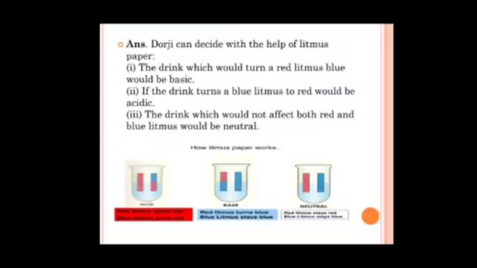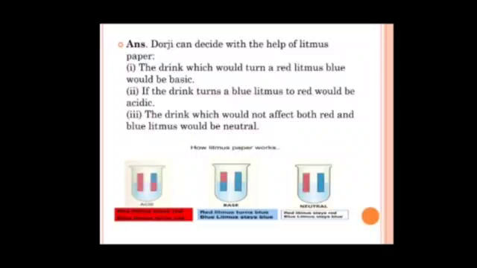First of all, the first soft drink. If we take red litmus paper and put some drops of soft drink on it, the red litmus paper turns blue. When we put some drops of soft drink on blue litmus paper, it has no effect. So when it turns red litmus to blue, it means that soft drink is basic.